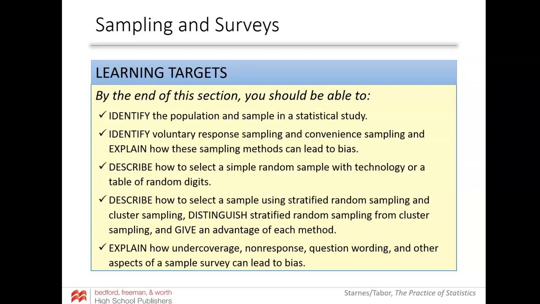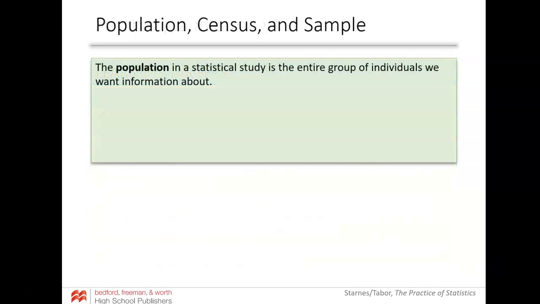So our learning targets, we have quite a few even in this first section. But like I said, there's several things here that are going to seem very familiar. So that's wonderful. All right, so first, some vocabulary. So if we are trying to collect some data, it's because we want to know about an entire population. So the population is, I hate to read to you, but here we go. A statistical study is the entire group of individuals that we want information about.